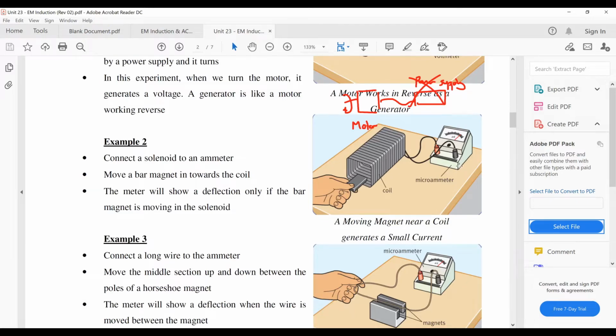You want the magnitude to be larger, you just make it faster. Push in and out faster. You want to change the direction, you change the direction in which you're moving the magnet.